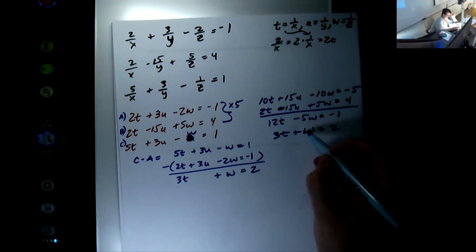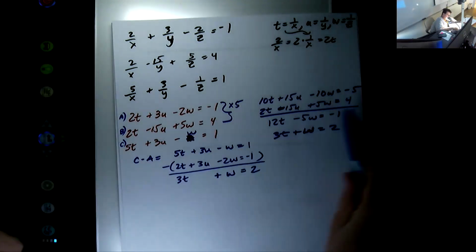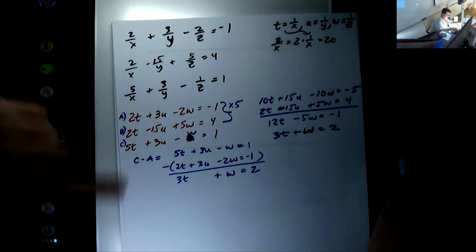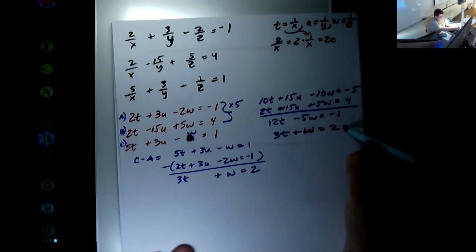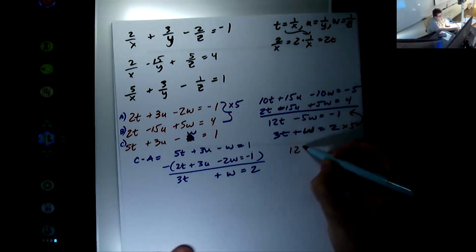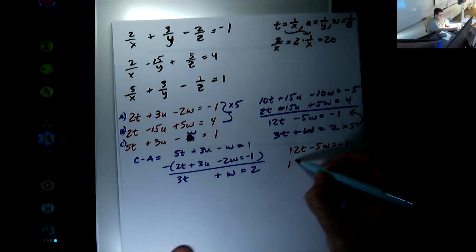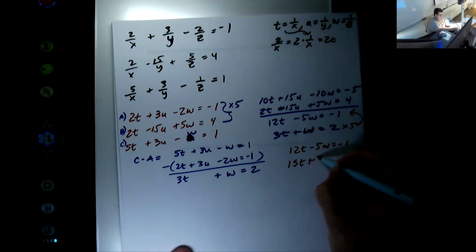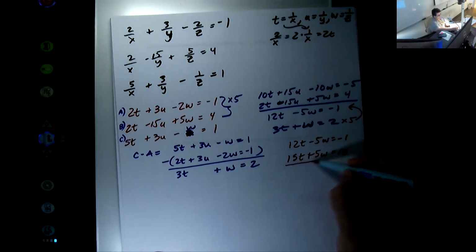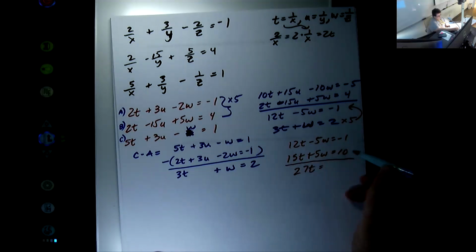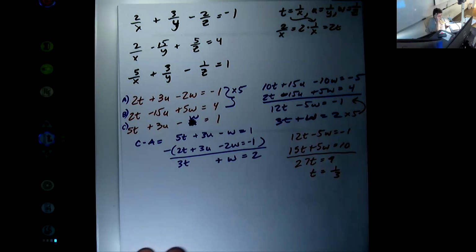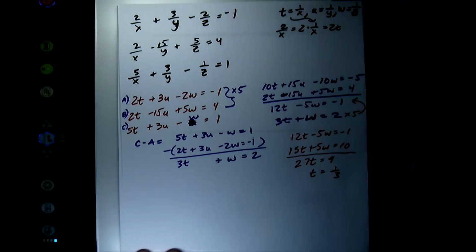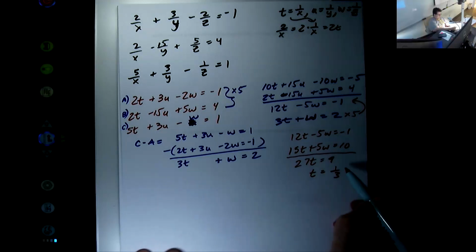Both of these are set up to get rid of one of the letters pretty easy. I'm gonna get rid of w, just because when I want to solve for w in a second, it's gonna be easy. So let's add 5 times this one to that one. So 12t minus 5w equals -1, and then 15t plus 5w equals 10. 27t equals 9. So t equals 1/3. All right, that's one of them.